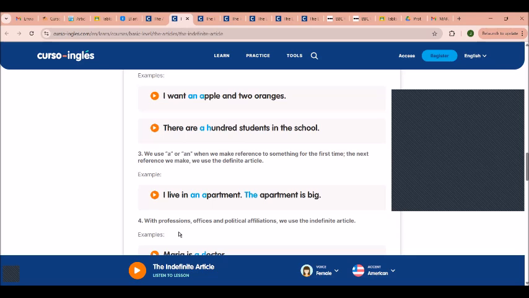So in the first case, I would say something like, I live in a big city. Oh, really? Yeah, I live in Mexico City. Ah, the best city in the world, in my opinion. So when it's referenced for the first time, it's general. When you get more specific, then you can use the definite article the. Right?